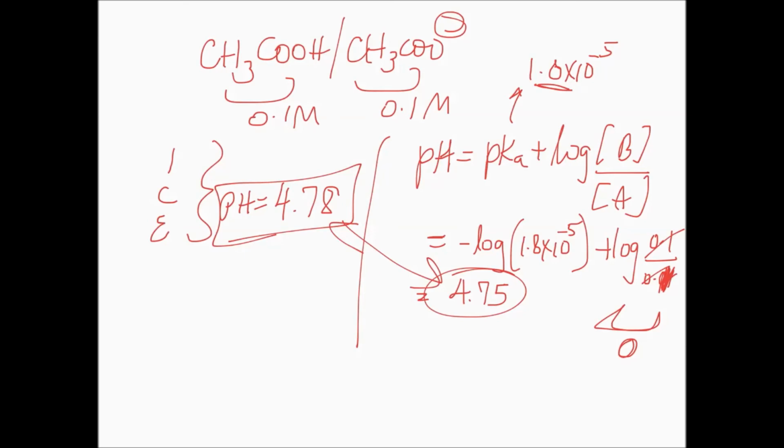1.7. 2.3 minus 5. Yep, and it does come out to be 4.77 if this is 1.7.